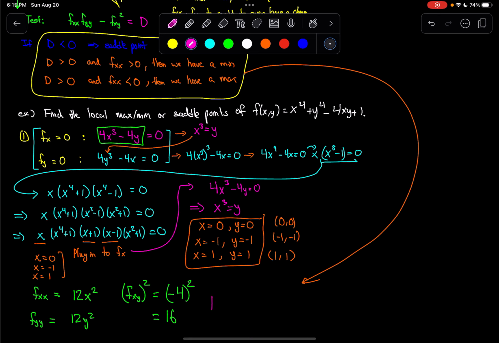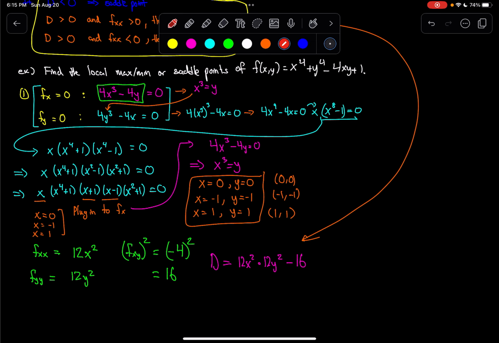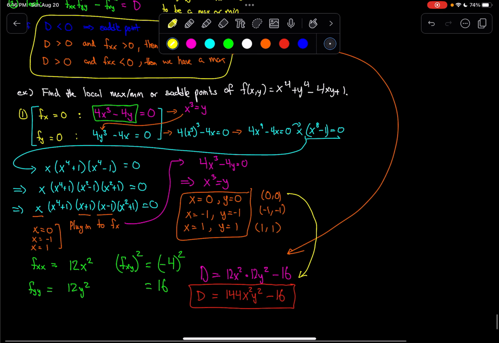So setting up our little test that I reasoned to us earlier, we're going to use the fact that D is equal to f sub double x, the second derivative, so that's 12x squared times 12y squared minus 16. That simplifies to 144 x squared y squared minus 16. That's our D value. Now, what are we doing with this? We are simply going to test our critical points in here. Where did this formula come from? It came from the explanation I gave earlier, where the matching concavities, all that good stuff.